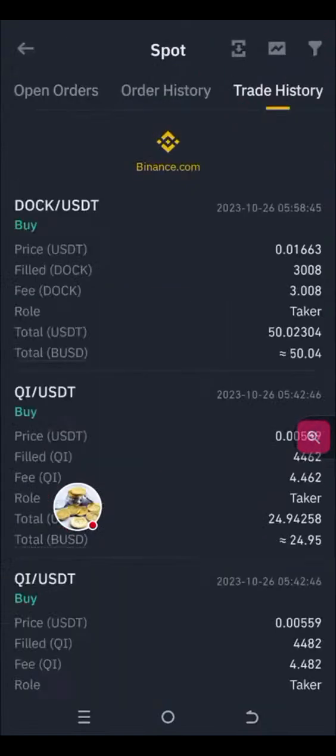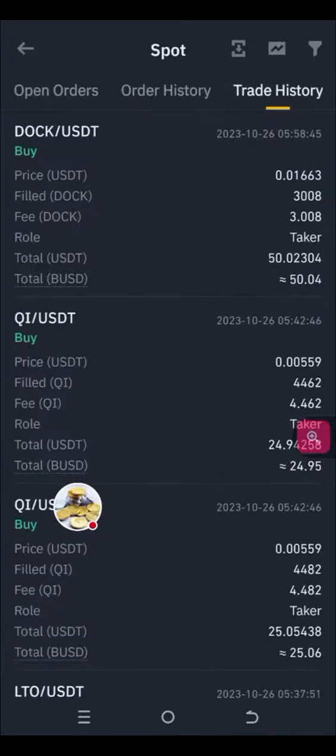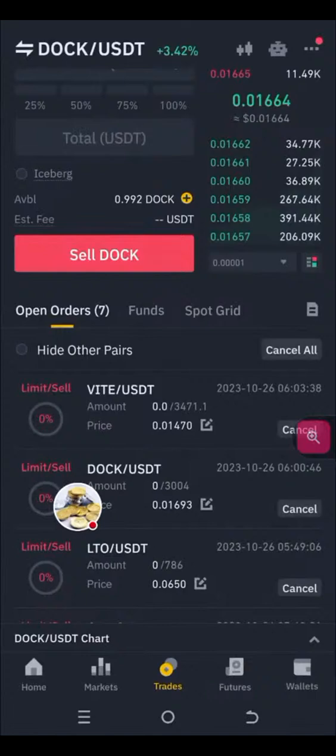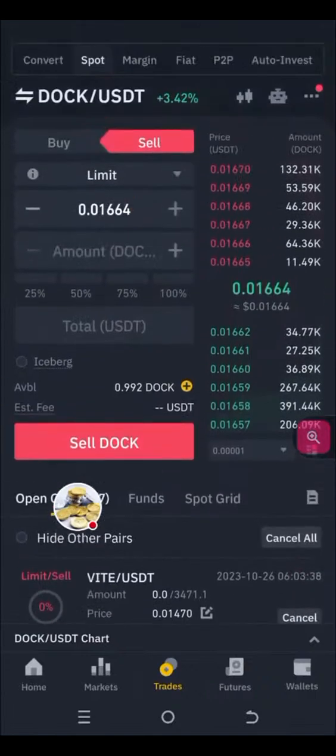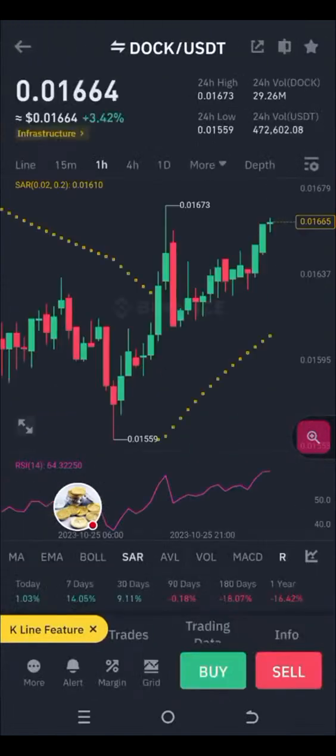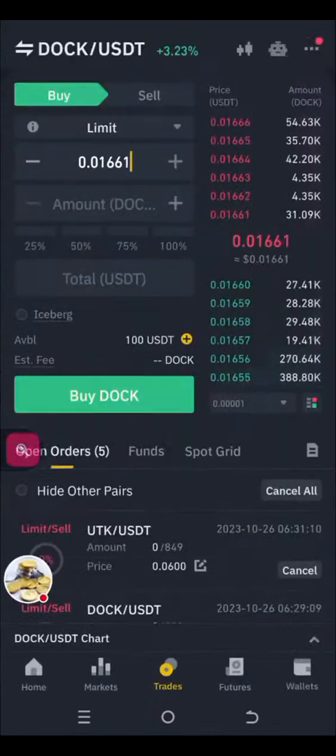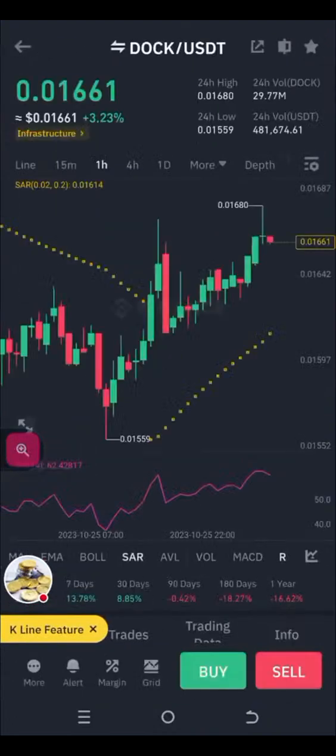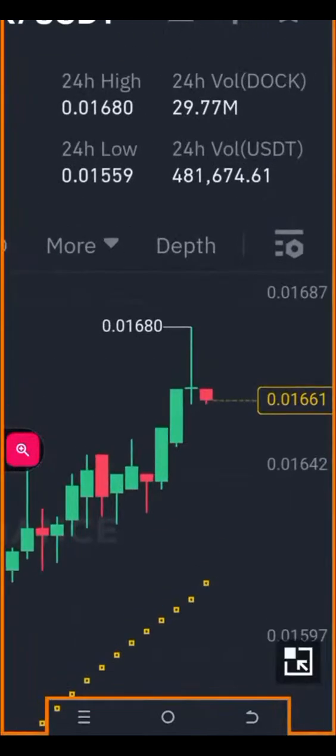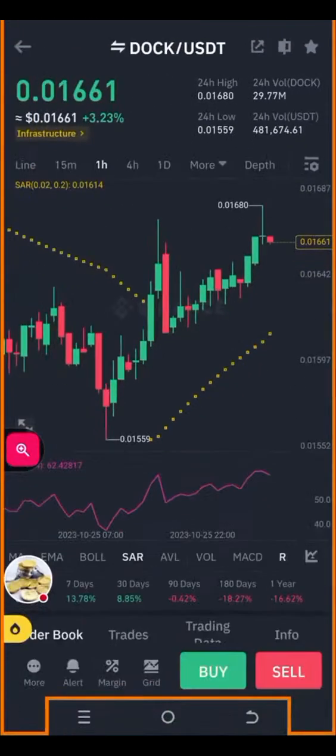How much we bought Doc? We got it at 1663. So it's experiencing a 1663. It's going up. We just need some more time to push up. Do you have anything for us? Let's see. I think it was 166 we bought it as. Let's be sure. I think it was 166.